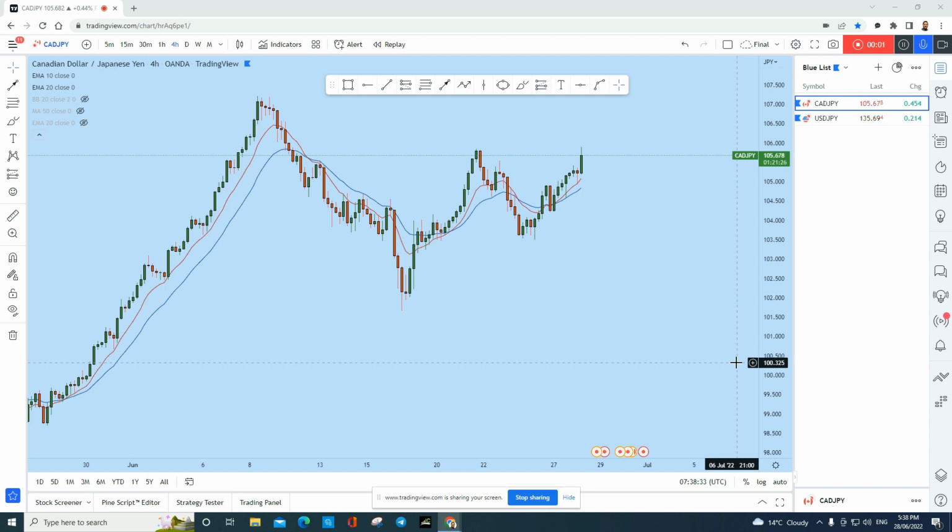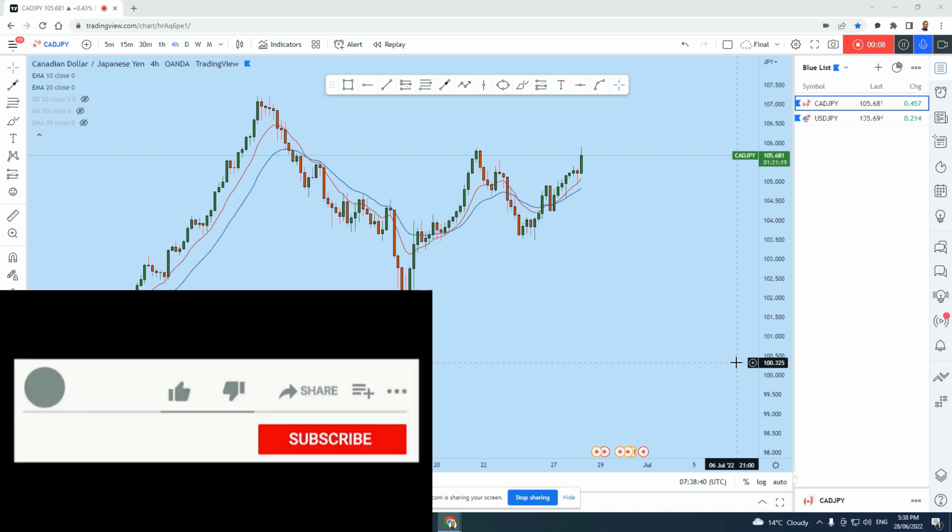What's up, traders? Let's do a complete multi-time frame analysis of CAD JPY and USD JPY. Let's see what kind of trading opportunity we have in both of these instruments.